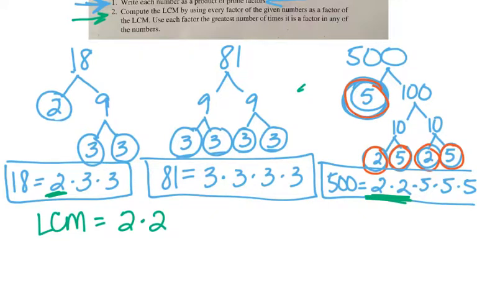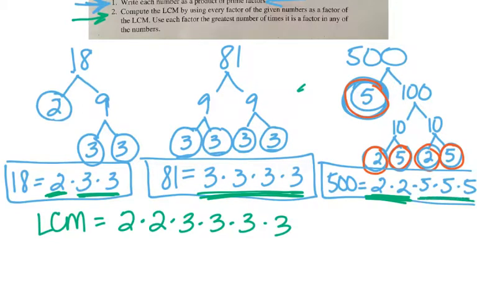When I look at my 3's, there are 2 here and 4 here. So I need to include the greatest number, so there were 4 with 81. So I need to do all 4. And the last one is my 5's. Since there are 3 5's in 500, even though there are none in the others, I have to include all 3 5's.